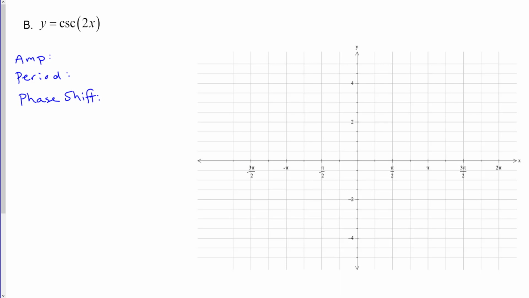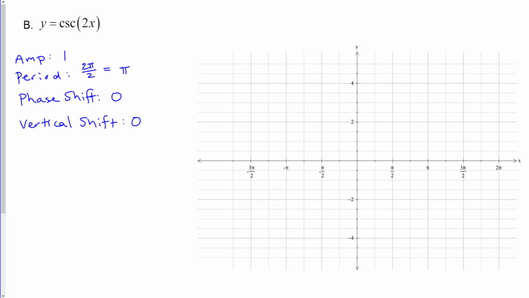So amplitude in this case is just 1 because there's no multiplier on the function. The period normally is 2 pi, but it's getting divided by 2 because of the multiplier on my x. So my period now is just pi. There's no phase shift because there's no number added or subtracted from the x. And there's no vertical shift either. So let's draw the sine wave that's according to this, and then we'll get cosecant from that.